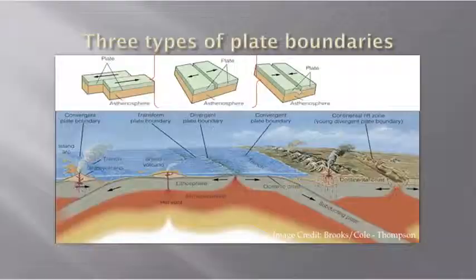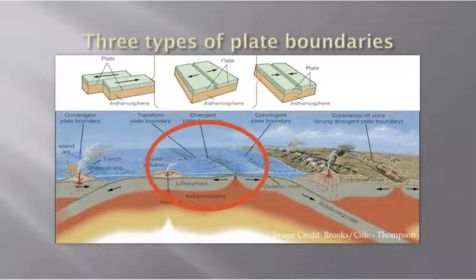separate. And the third type of plate boundary is what's called a convergent plate boundary, and that's when two plates move towards each other. And that's what we see in Japan nowadays. So just focus on the divergent plate boundary. It makes new ocean basins.